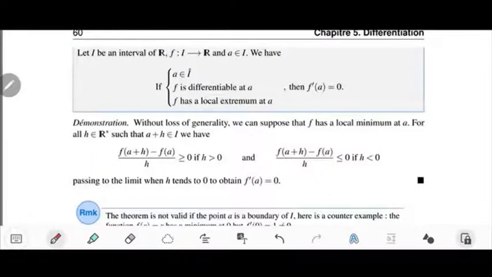Now we can prove a very interesting result. Let I be an interval of R. If A belongs to the interior of I, f is differentiable at the point A, and f has a local extremum at A, then of course f prime at this point will be equal to 0. Let me point out two extremely important points in this theorem. First, we have the implication that if f has a local extremum, then f prime of A is equal to 0. That's great. But we don't have the converse. We don't have the other way around.